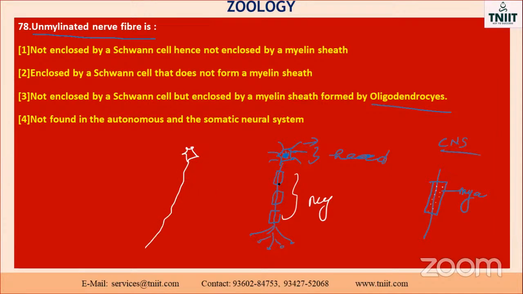It is not connected with this part. This part will not be there. This is called the myelin sheath. So such a type is called which one? Not enclosed by the Schwann cell, hence not enclosed by the myelin sheath. This is very, very important, my dear student.